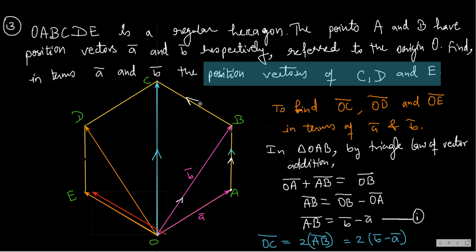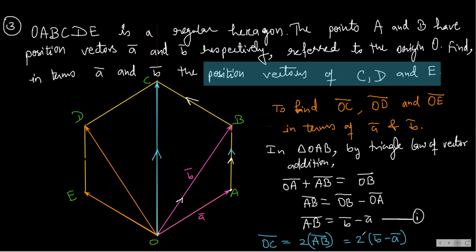So see, BC bar is parallel to OE bar. Look at the vector OE bar. This is BC bar and here you have OE bar. So they are parallel and they are also equal in length. So what will happen? We will now write vector OE bar equals to vector BC bar. Got that?